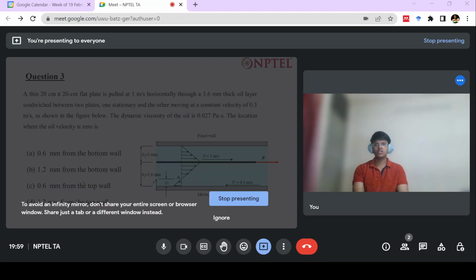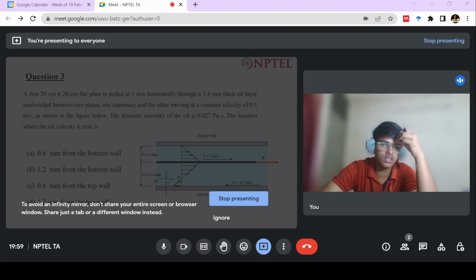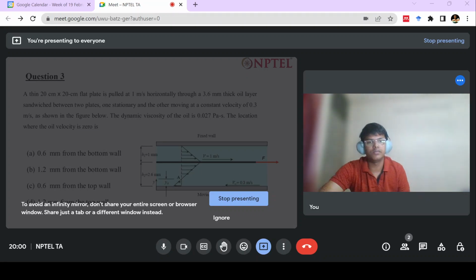Okay, let's move to the next question. Here also there is a graphical representation of the problem. What we can see is that between these two walls the fluid is filled in, and there is also a plate here. This plate is at a particular position between the walls, 1 meter from the top towards the bottom.